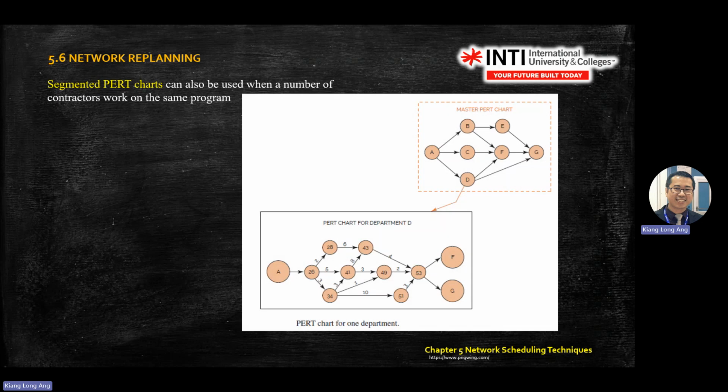Another network is called a segmented chart. Segmented chart means you pull the process into more detailed planning. So for example, activities A to G are a car assembly process, but you can pull out activity D into another segmented network. Like for example, you pull out the door assembly segment. So you pull out one for D. This is called segmented.